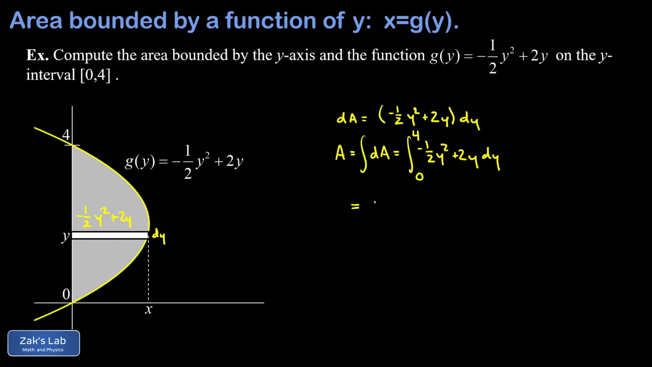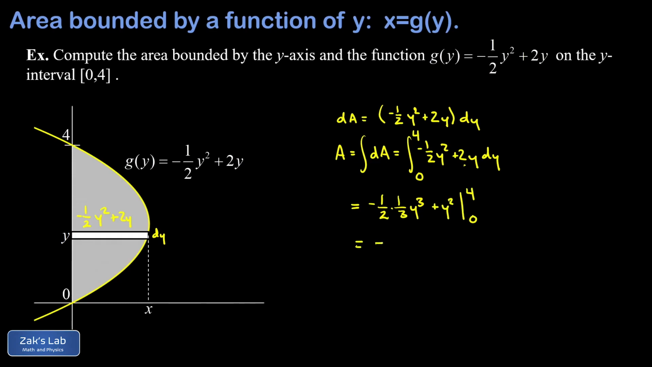Now we just have to guess the antiderivative of this expression. And to get that done, we're using the power rule for antiderivatives. The antiderivative of y squared is 1/3 y cubed. So I have a negative 1/2 times 1/3 y cubed. The antiderivative of y is 1/2 y squared. Well, the 1/2 out in front will cancel the 2. So I end up with just plus y squared. And that expression is evaluated across the limits 0 to 4.